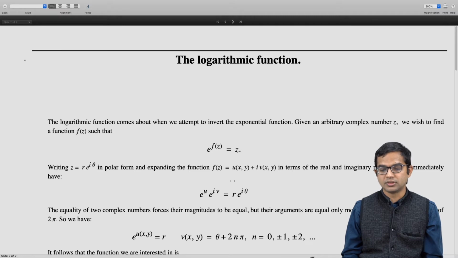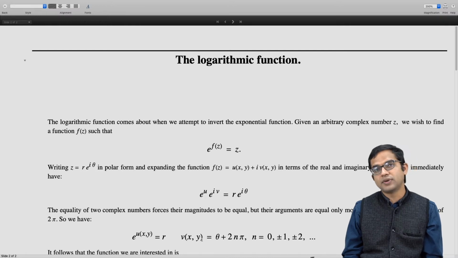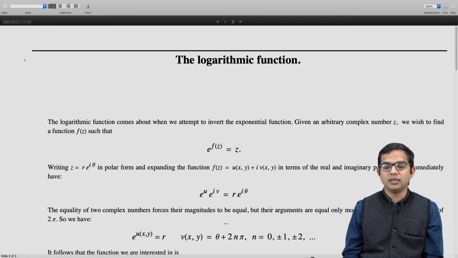This is a consequence of e to the i times an integral multiple of 2 pi being the same as 1. So you have this freedom to add any integer times 2 pi to theta. So while e to the u of x comma y must be equal to r, v of x comma y is equal to theta plus 2n pi, where n can be any integer.